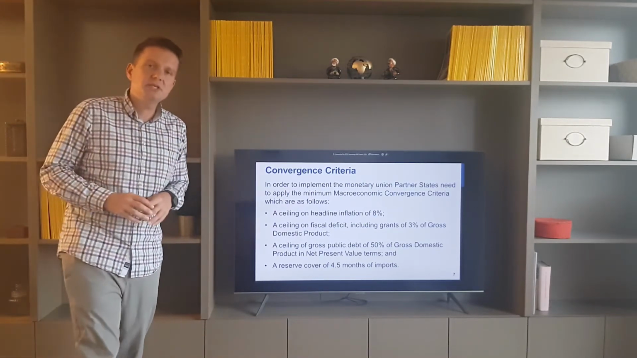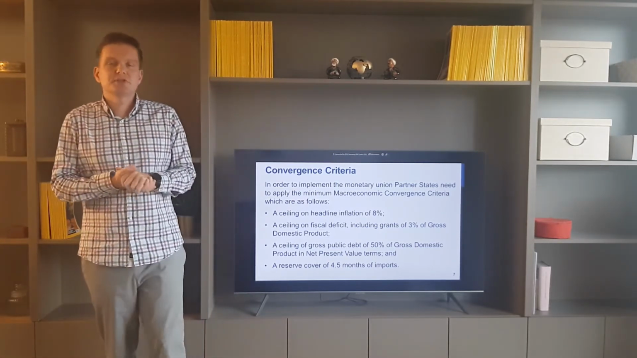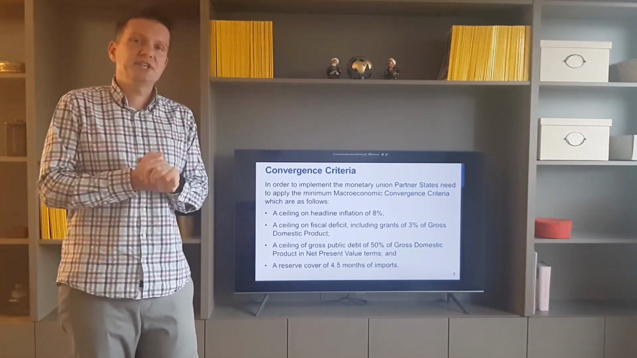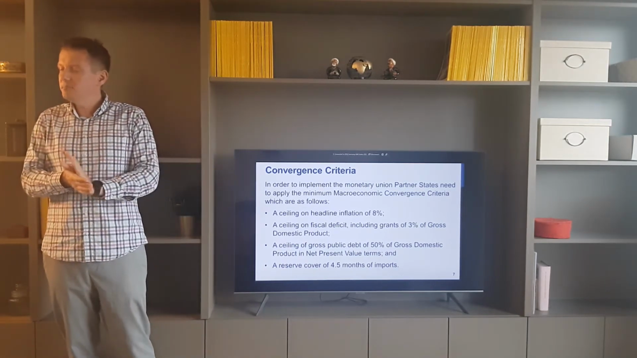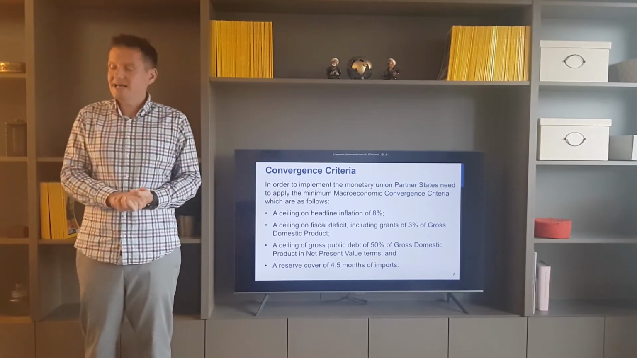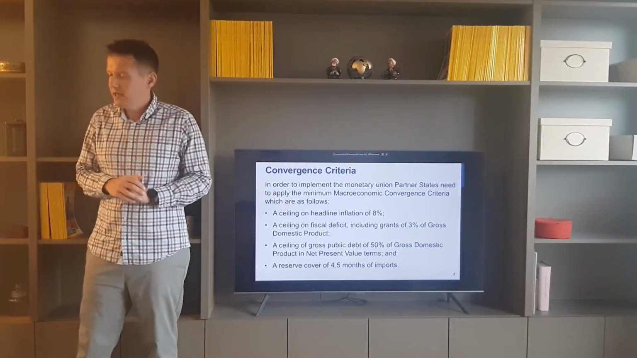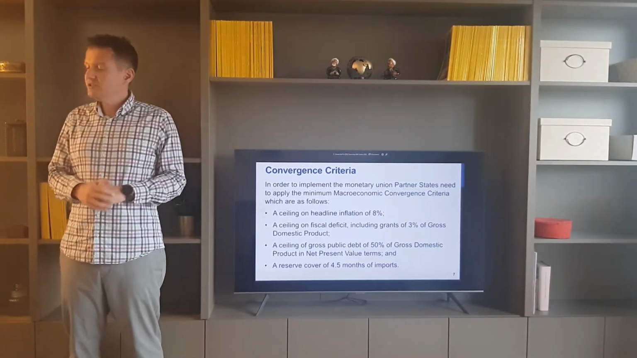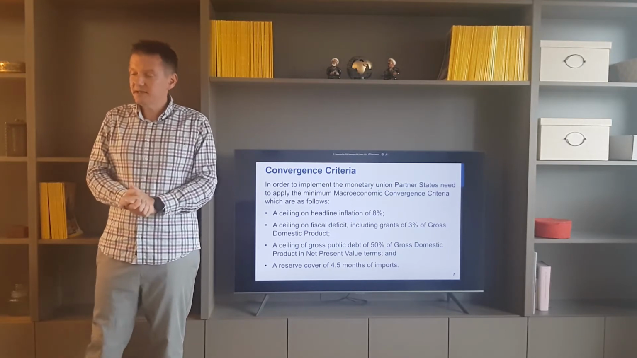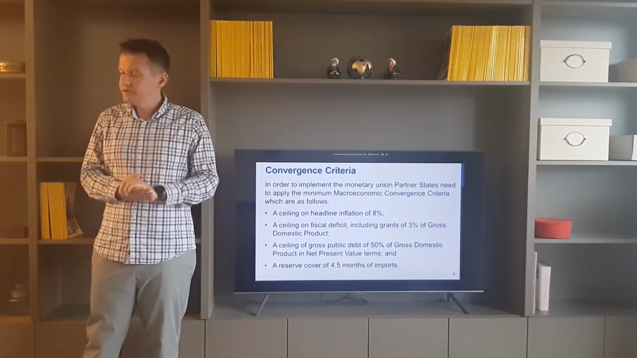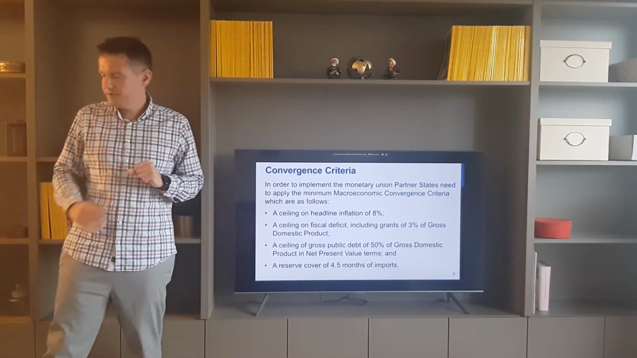Further, what you need in order to become closer to the common optimal currency area, you need what is called macroeconomic convergence criteria. Okay? So in order to implement the monetary union, partner states need to apply a minimum macroeconomic convergence criteria, which are as follows. A ceiling on headline inflation of 8% maximum. A ceiling on fiscal deficit, including grants of 3% of gross domestic product. All right. A ceiling of gross public debt of 50%, reasonably low, of gross domestic product. Okay. And a reserve cover of 5 months of imports. All right.